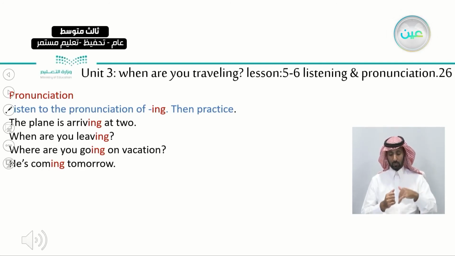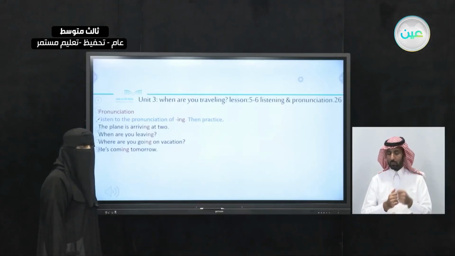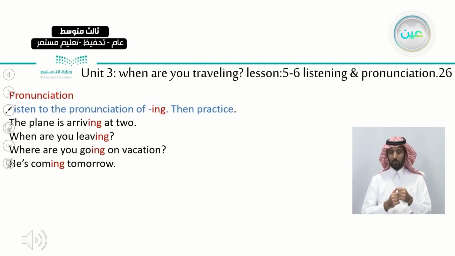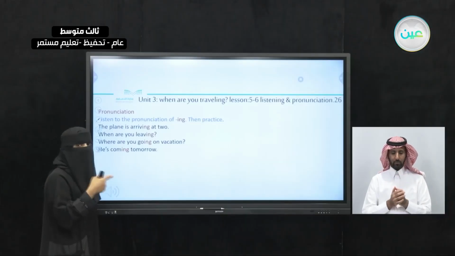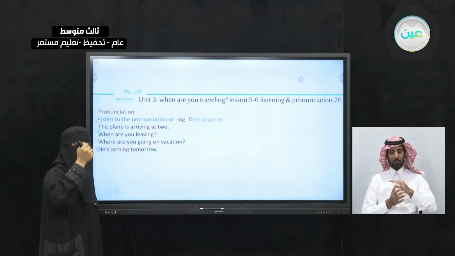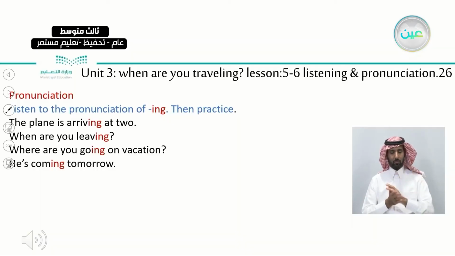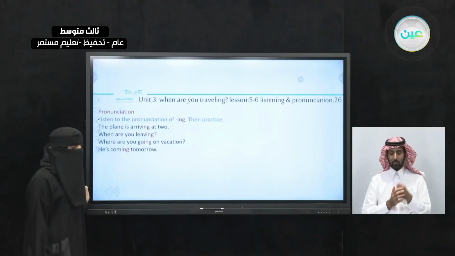He's coming tomorrow. So did you hear how he said it? He said, the plane is arriving at 2. Arriving at 2. He just pronounced the N. When you are reading arriving, you don't pronounce the G. You don't stress on the G at the end. You say the plane is arriving at 2. When are you traveling? Okay? Where are you going on vacation? He's coming tomorrow. So I don't say he is coming tomorrow. This is wrong. Okay? He's coming tomorrow. This is how we pronounce the ing.